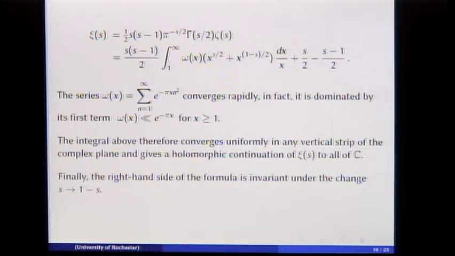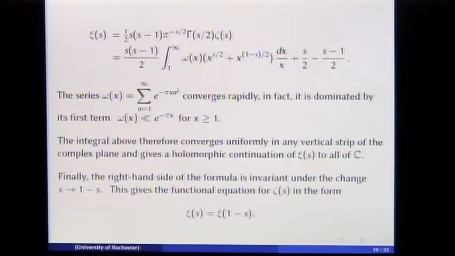And then if you just replace s by 1 minus s here, you get back the same thing. And so that gives you the functional equation. Okay, so that's one of Riemann's two proofs.